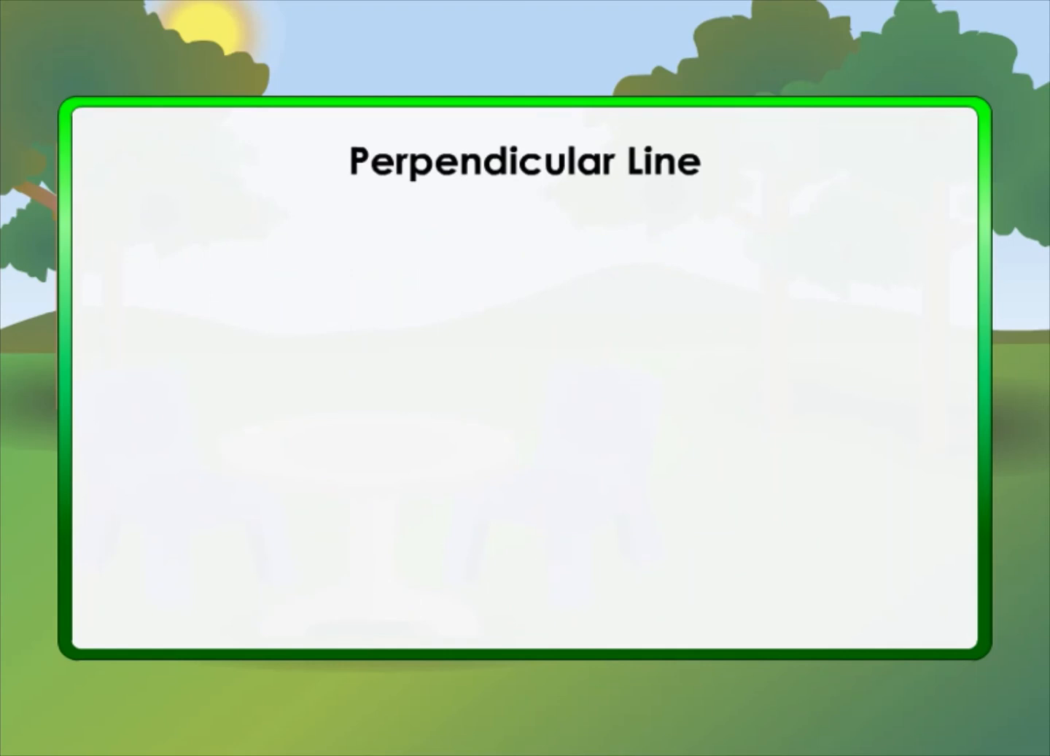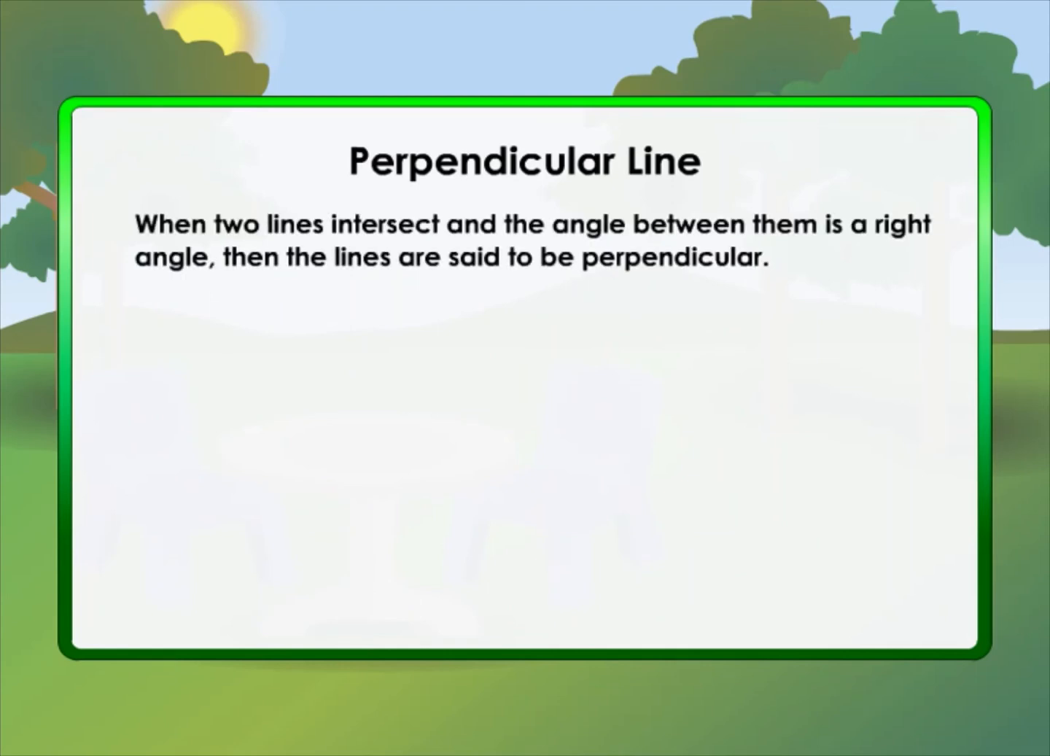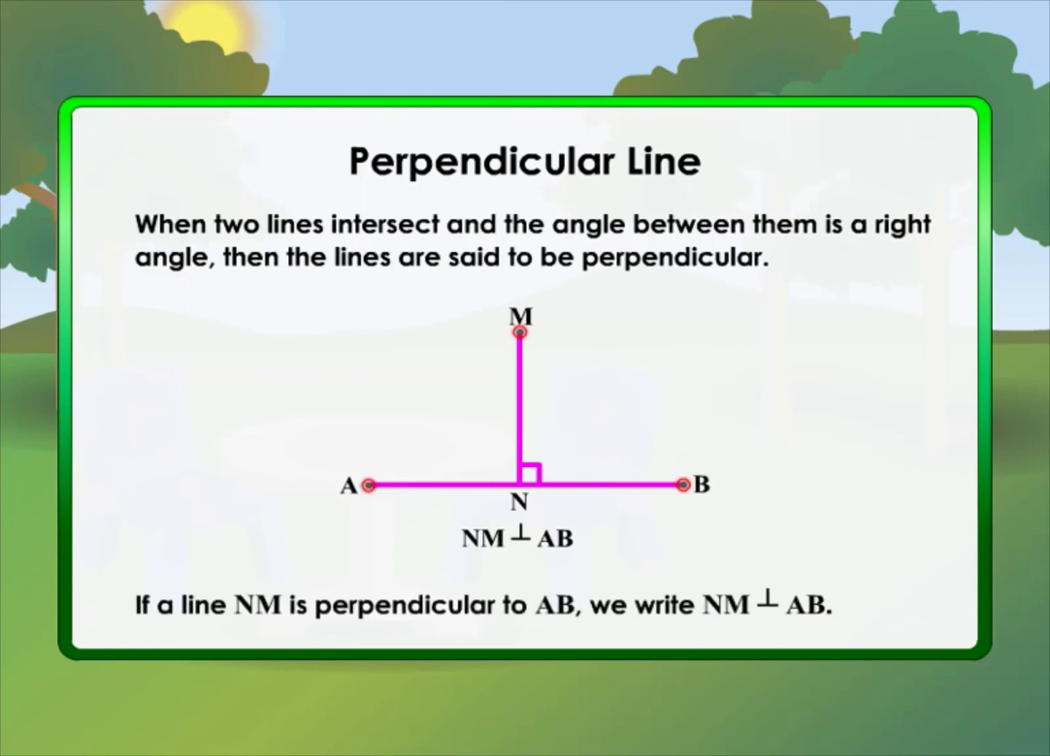Perpendicular line. When two lines intersect and the angle between them is a right angle, then the lines are said to be perpendicular. If a line NM is perpendicular to AB, we write NM perpendicular to AB.